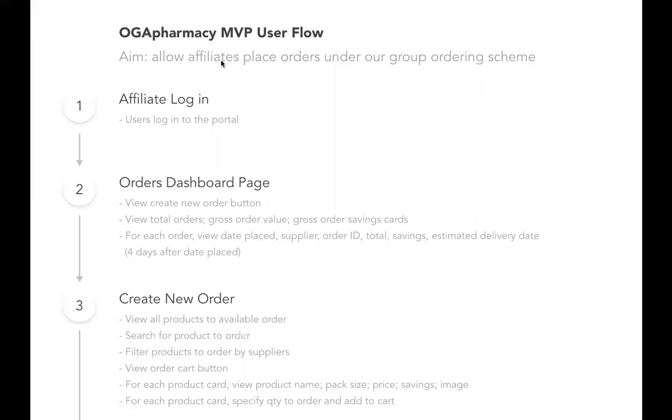So let's take this visually. If we're launching in 2 weeks, this is the flow that we would want to have. I'll show you the bigger picture in a second, but let's just go through the flow that the affiliates would have if we're launching in 2 weeks.